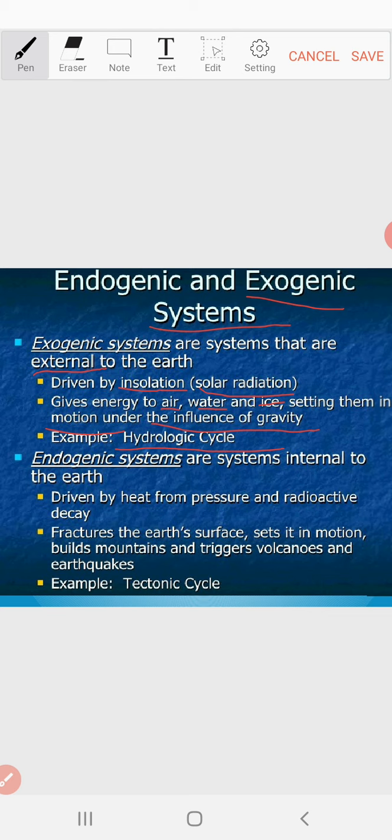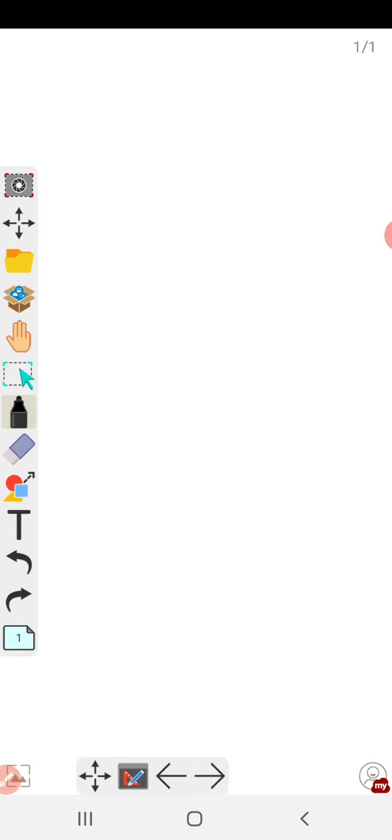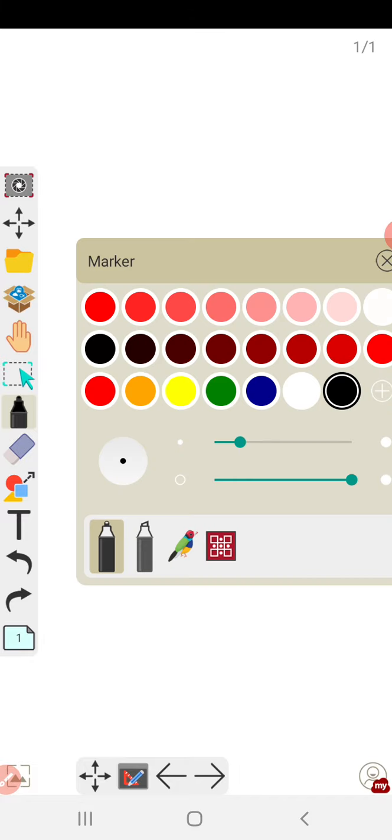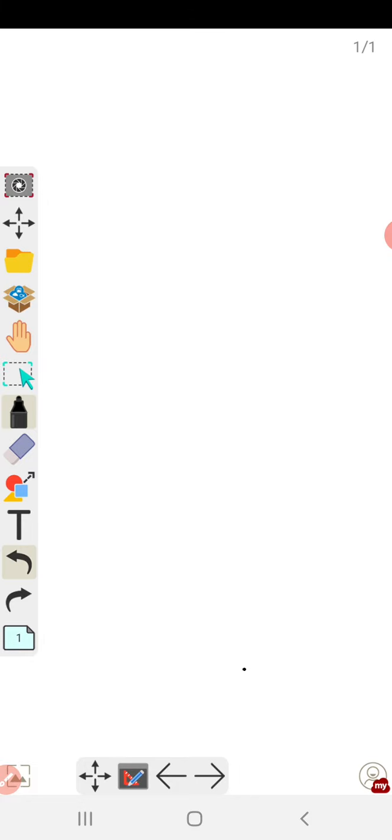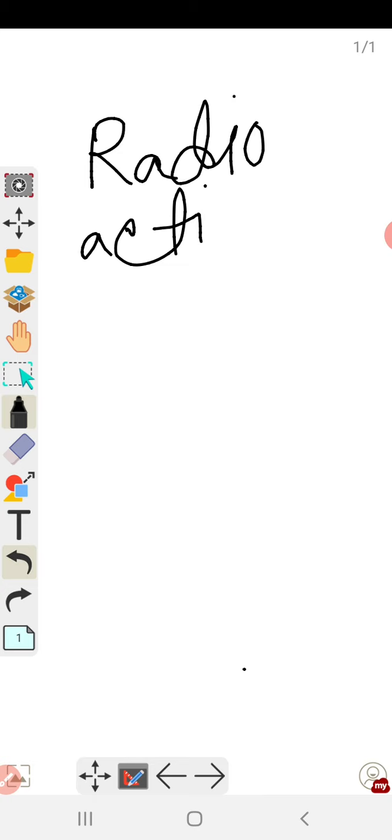The next force activating on the earth's surface is the internal force, which is termed the endogenic force, and it is basically the result of the earth's internal heat and pressure. Another one is radioactive decay. Now, what is radioactive decay? Radioactive decay is basically disintegration. It is due to the three radioactive rays. Hopefully you know what the radioactive rays are: alpha, beta and gamma.